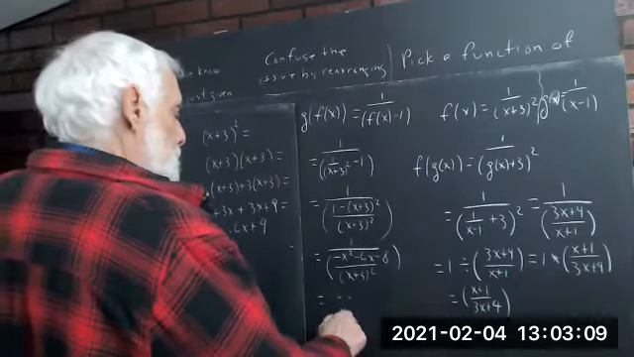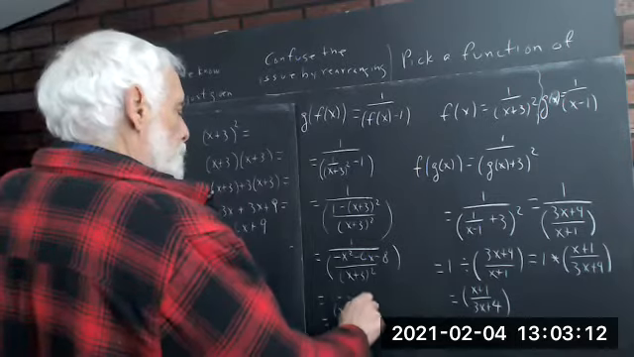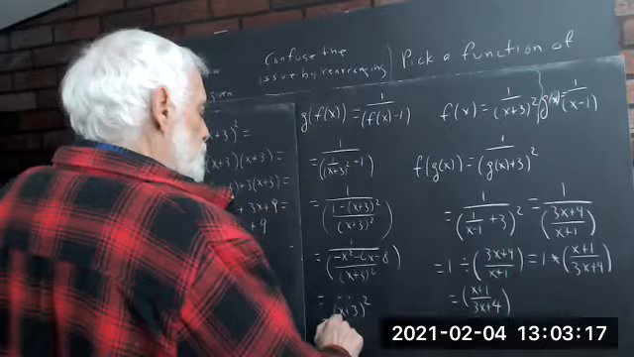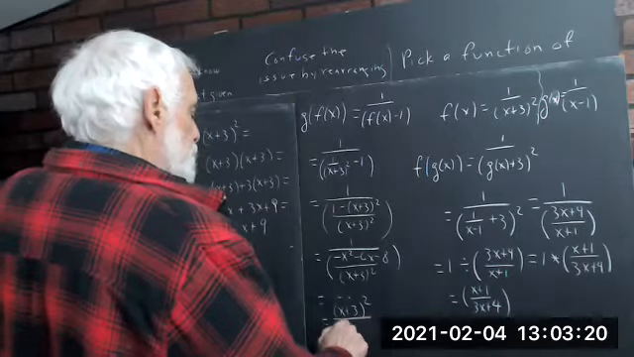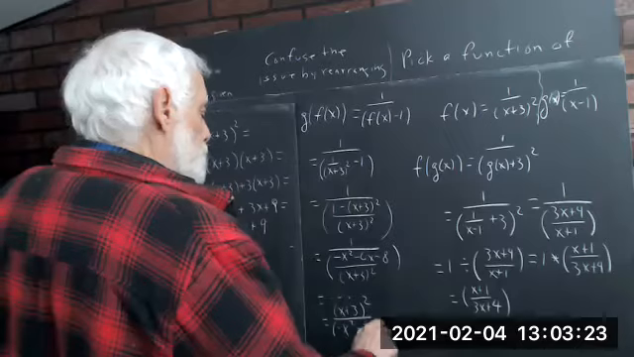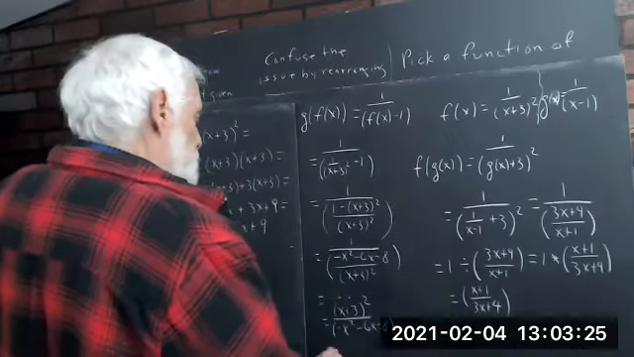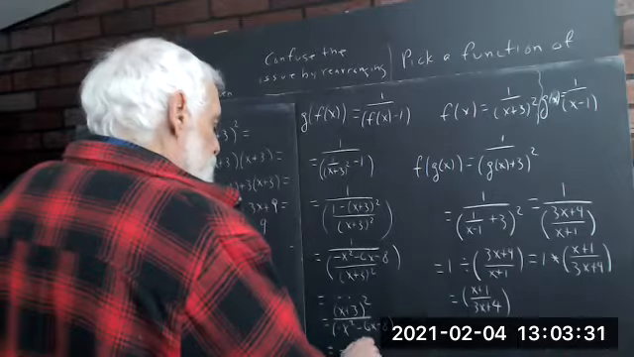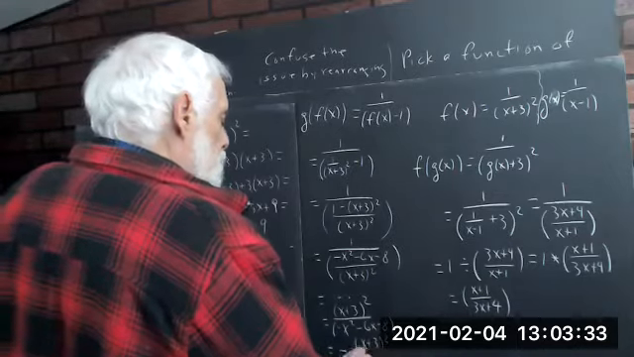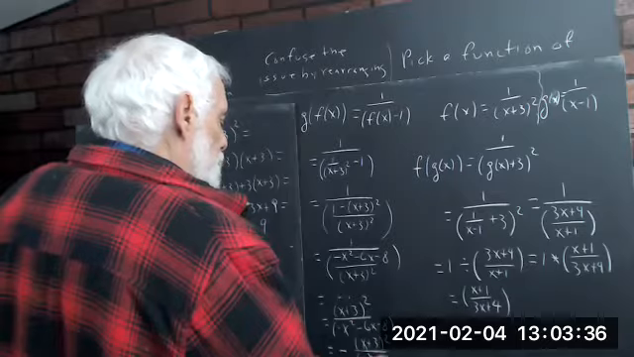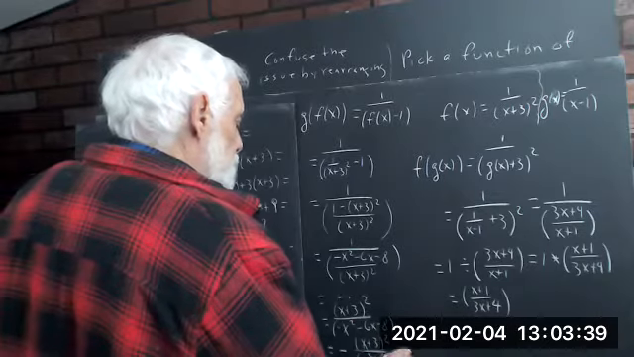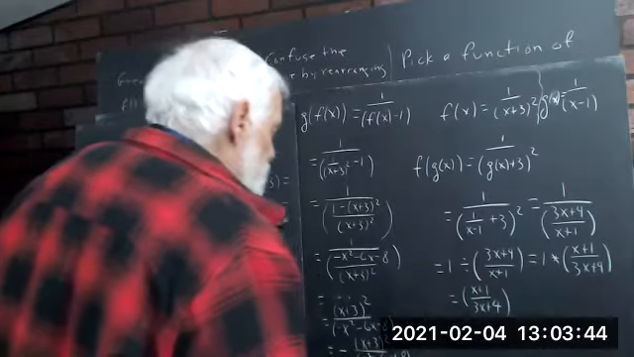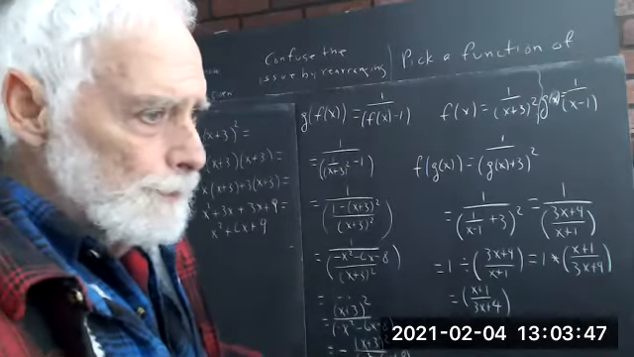But that's then x plus 3 squared over negative x squared minus 6x minus 8. And of course, that equals negative quantity x plus 3 squared over x squared plus 6x plus 8. Okay, there's a fair amount of algebra there.